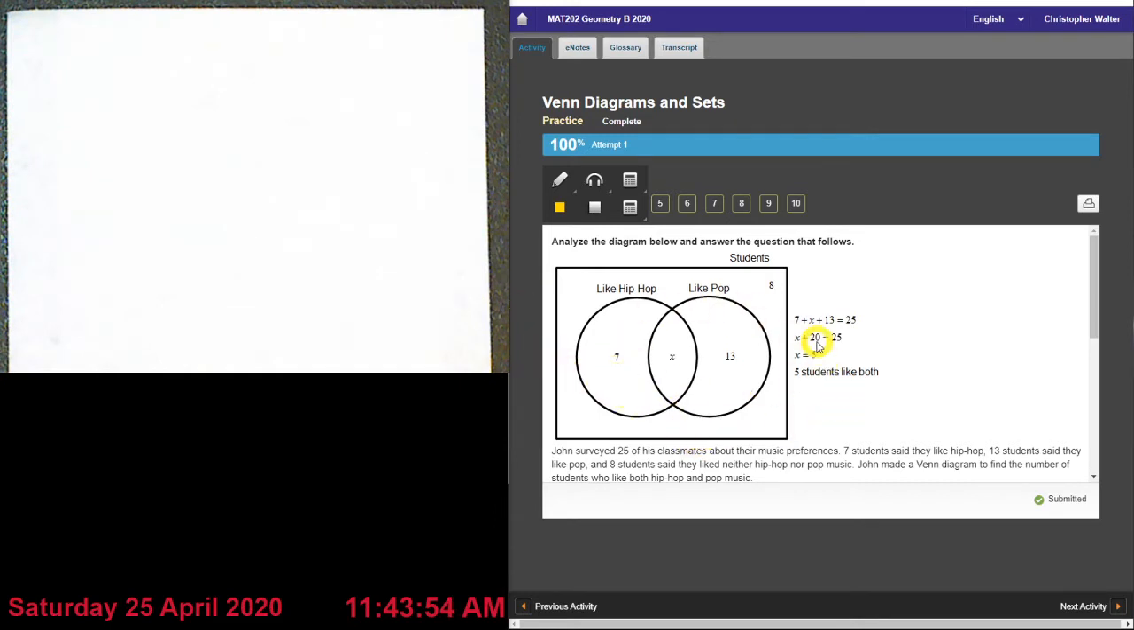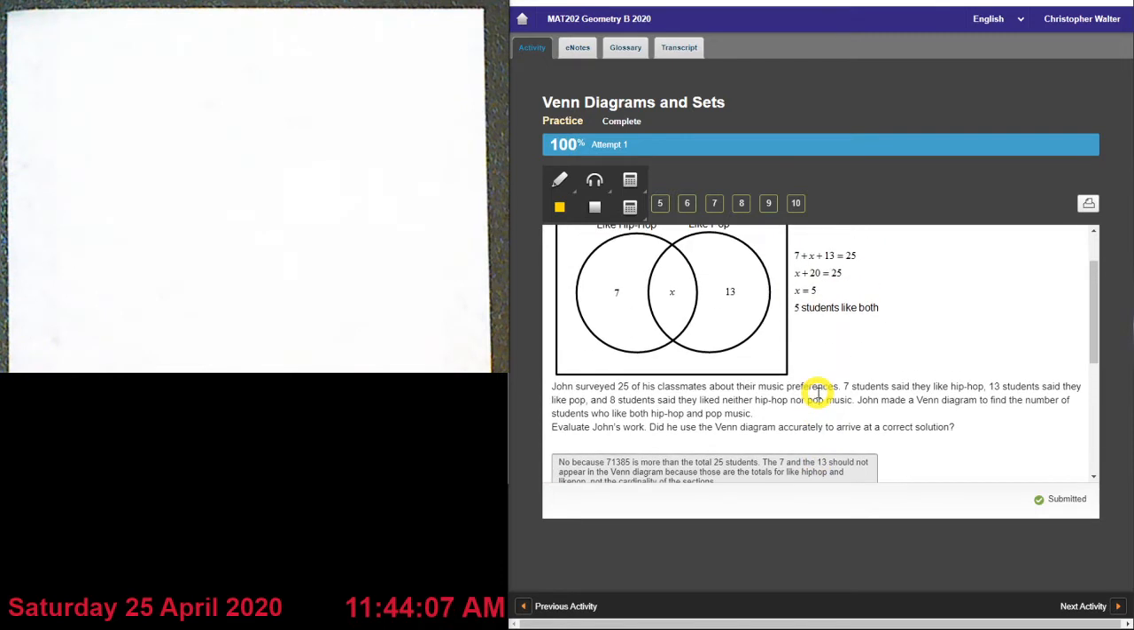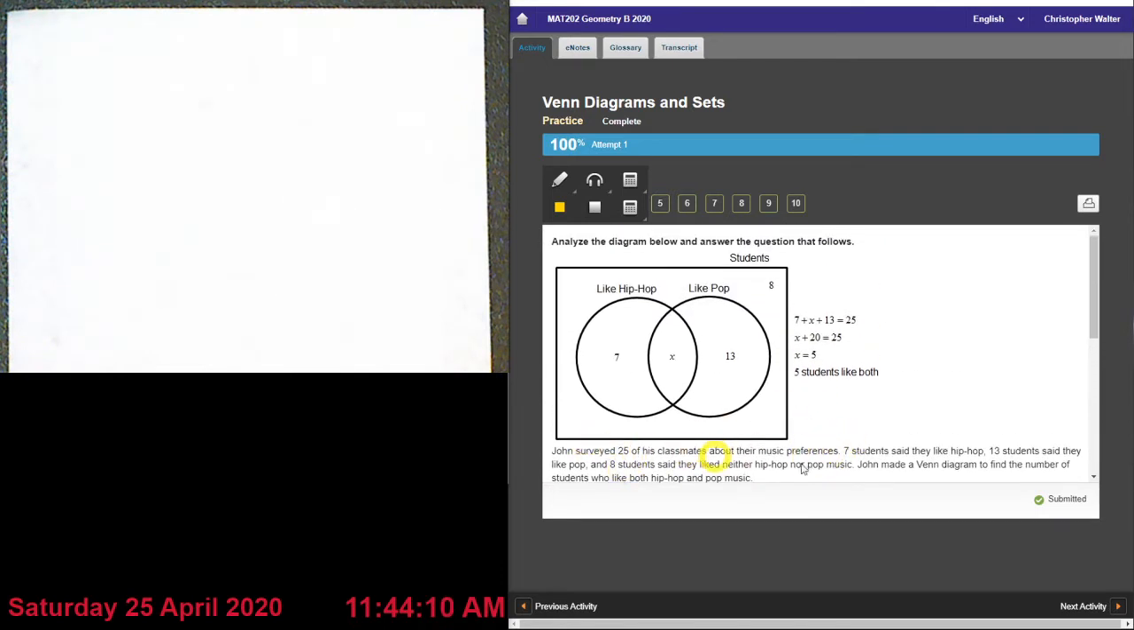So in this particular question, there's a Venn diagram, and the student has placed various measurements inside of the Venn diagram. However, this particular student has made a mistake. It says in the question that you have to figure out why it's correct or why it's not correct, analyzing his work. So in the question, it says that John surveyed 25 of his classmates about their music preference. And then it says 7 of them like hip hop, 7 like pop, and 8 of them said that they like neither.